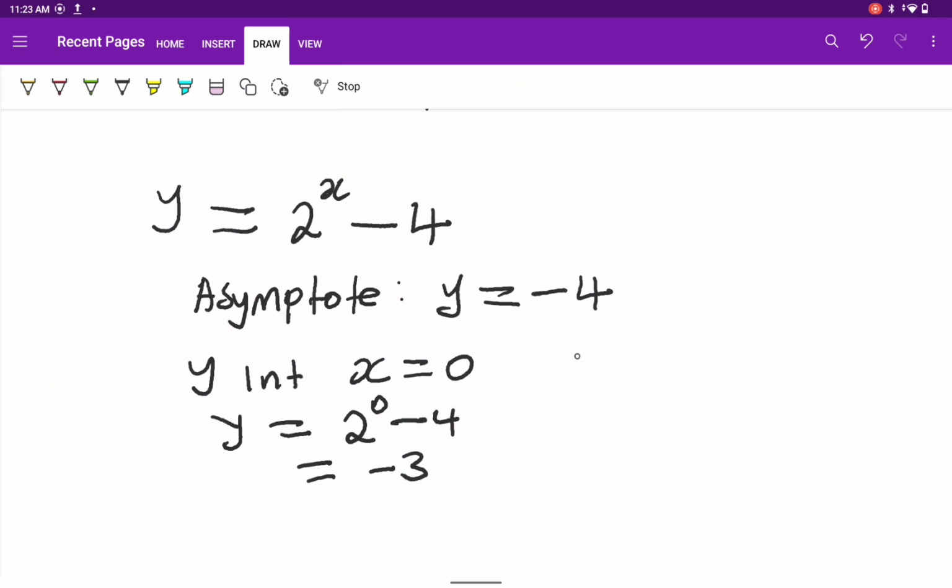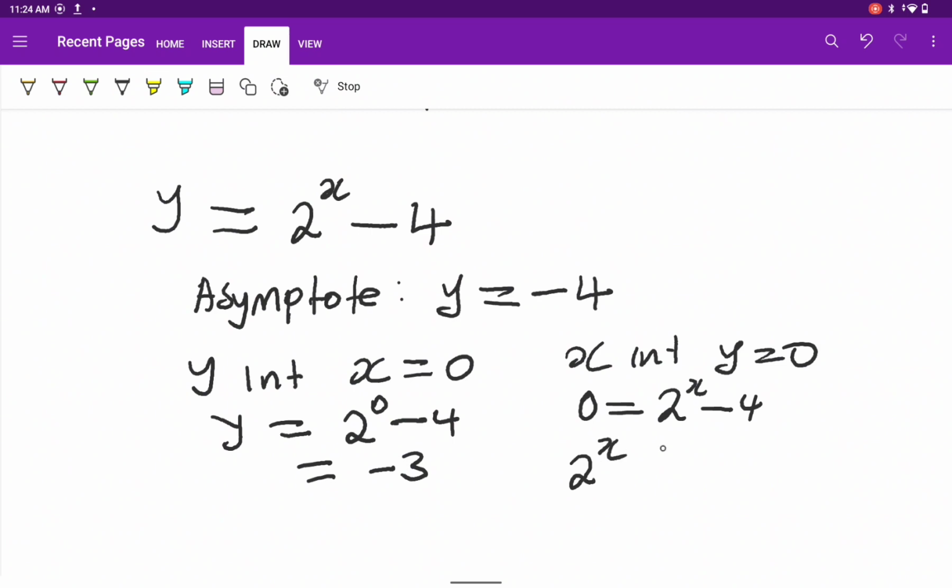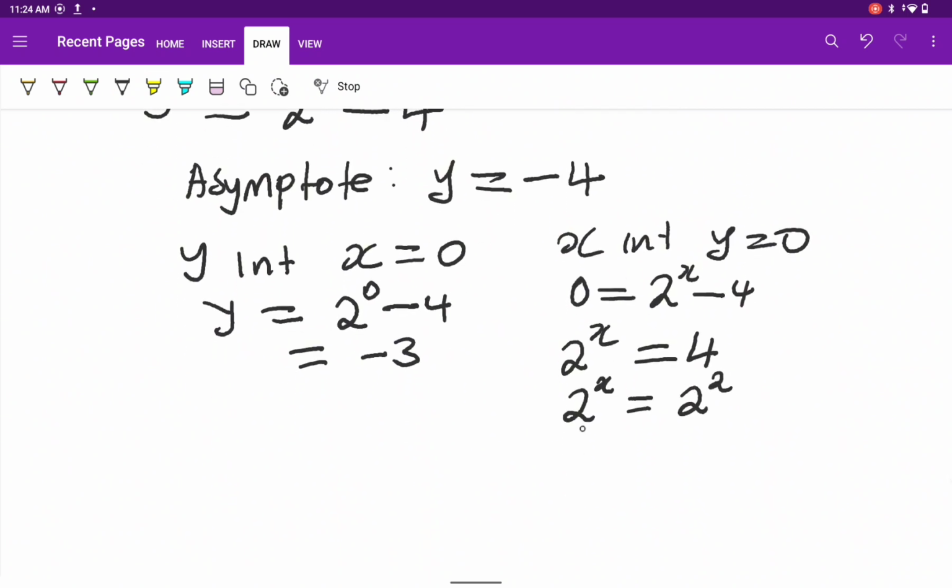So let's look at the x-intercept. For the x-intercept, we know that the y value is 0. So we will have 0 equals 2 exponent x minus 4. Taking the 4 to that side, we will have 2 exponent x equals 4, which we can write as 2 exponent 2. In other words, the bases are the same, so x equals 2. So now we have the x-intercept and the y-intercept.